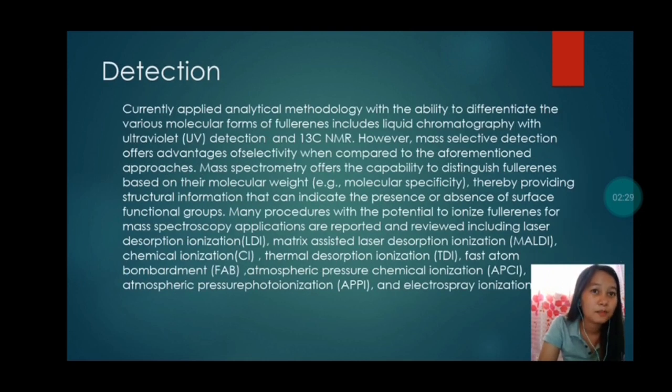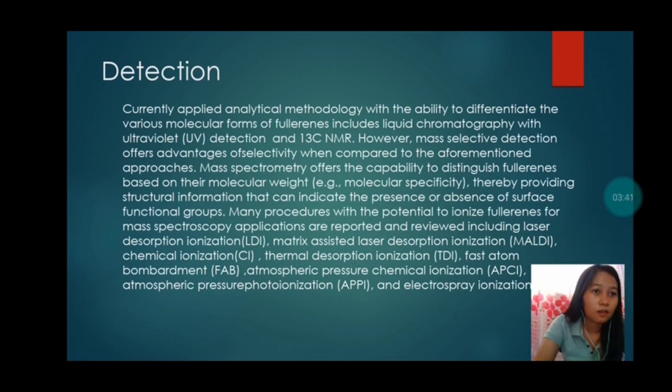Detection. Currently applied analytical methodologies with the ability to differentiate the various molecular forms of fullerenes include liquid chromatography with ultraviolet detection and 13C NMR. However, mass selective detection offers the advantage of selectivity when compared to the aforementioned approaches. Mass spectrometry offers the capability to distinguish fullerenes based on their molecular weight. So finally, quantitative methods that are applied to geological, biological, or aqueous matrices, for which one or more performance parameters such as accuracy, precision, and detection or quantification limits are presented, are described in more detail.